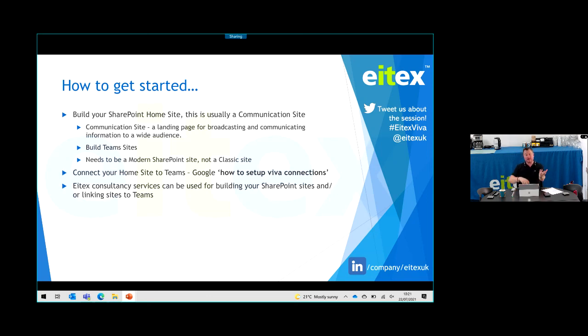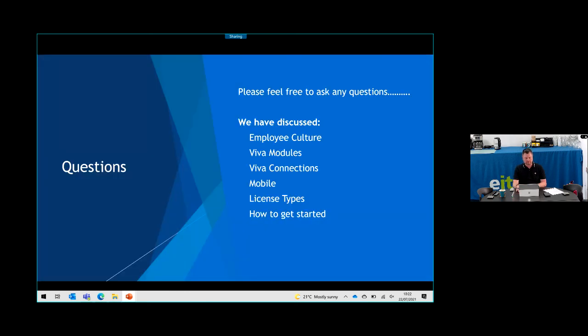Once it's a modern SharePoint site, we can then convert it to a hub site and plug it into Microsoft Teams. If you want to do it yourselves, many organizations will go away from these events that we do, and lots of them will do it themselves. Google how to set up Viva Connections, and that will show you how to plug your SharePoint site into Microsoft Teams. Again, though, iTechs do offer consultancy services and can help you build SharePoint sites and link them to Microsoft Teams. It's what we're good at. Modern workplace is really what we focus on. We're really, really good at that.